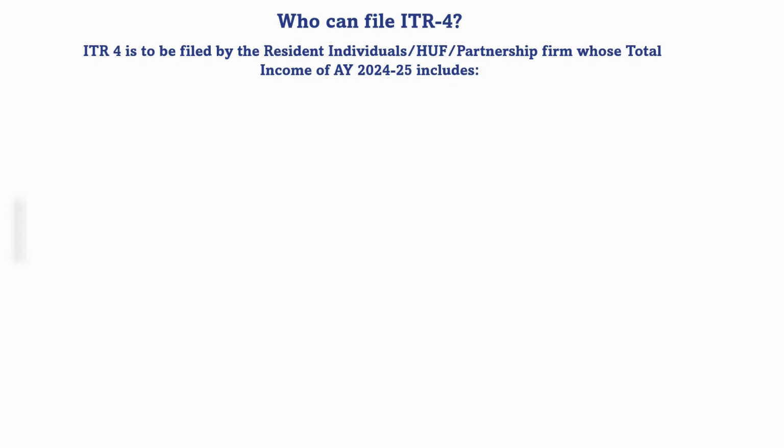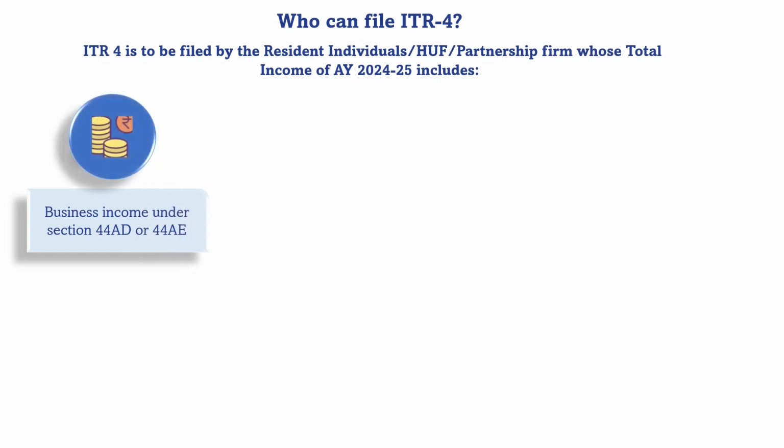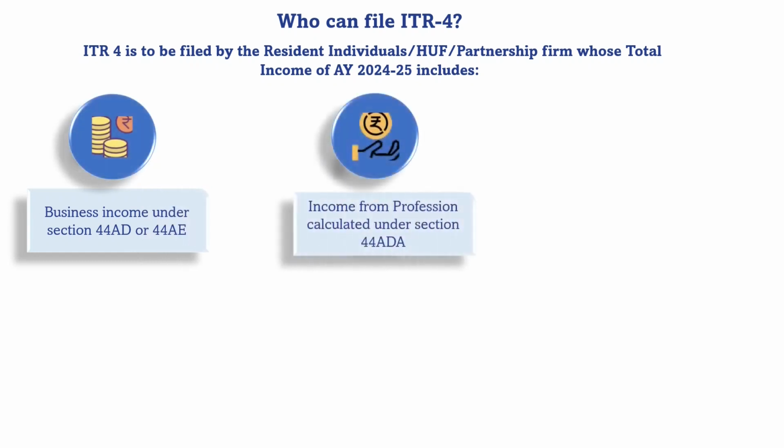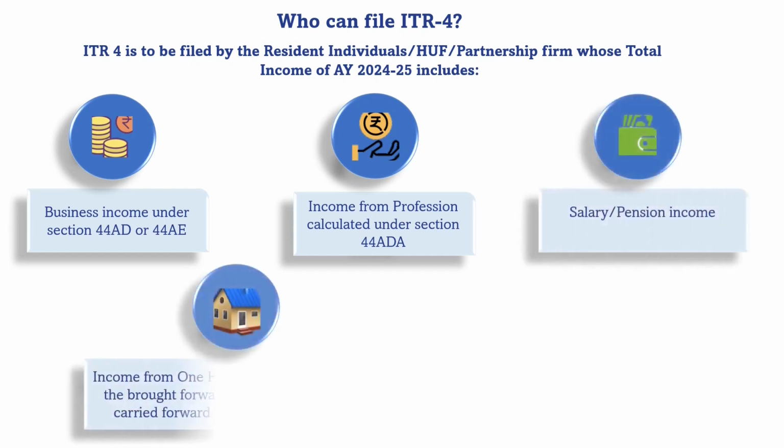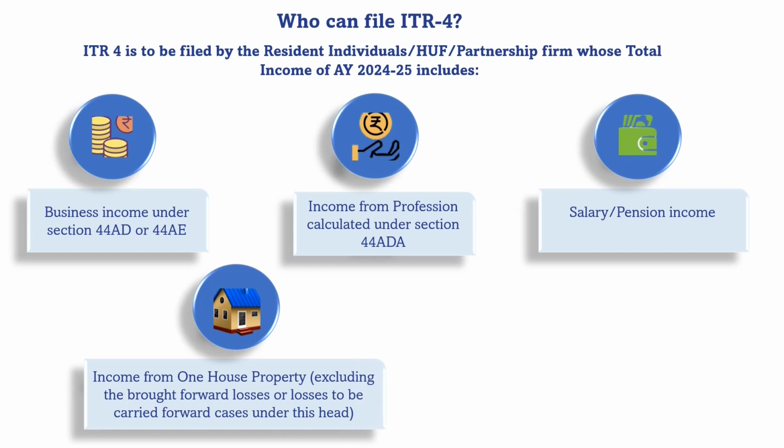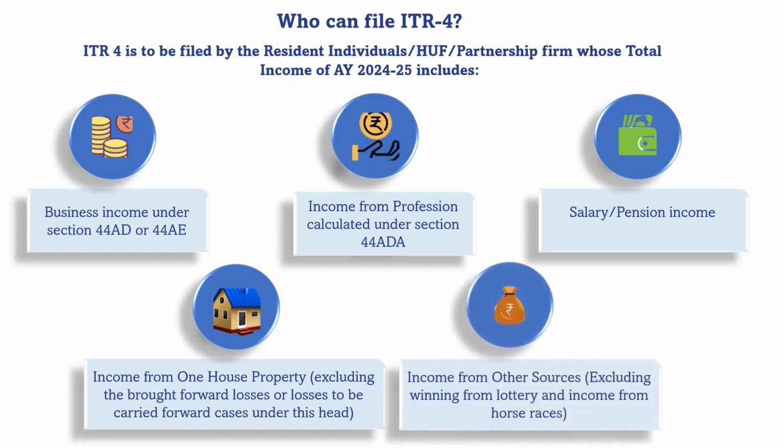24-25 includes business income under Section 44AD or 44AE, income from profession calculated under Section 44ADA, salary or pension income from one house property excluding the brought forward losses or losses to be carried forward under this head, or income from other sources, excluding winnings from lottery or income from horse racing.